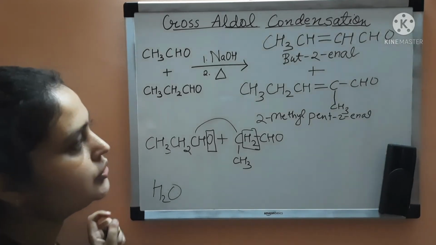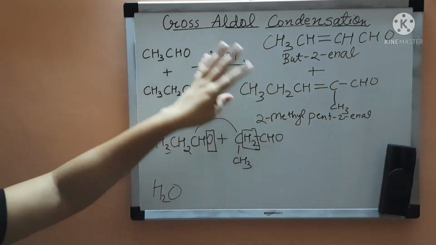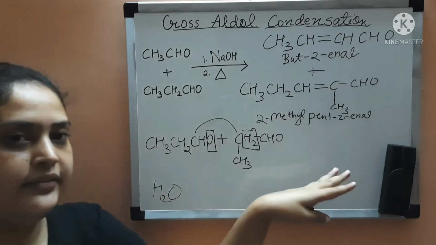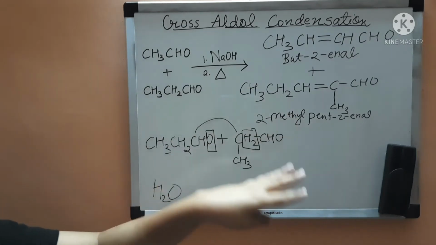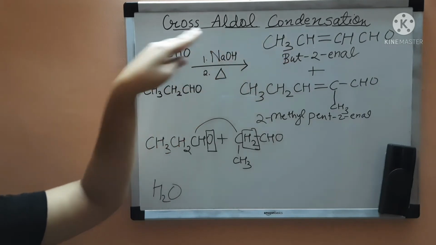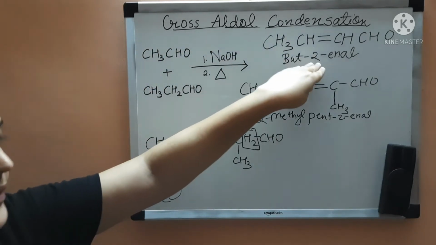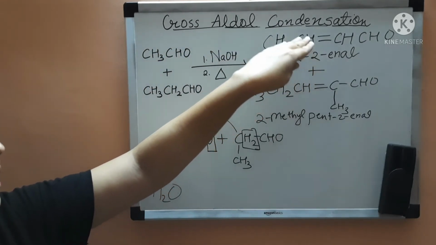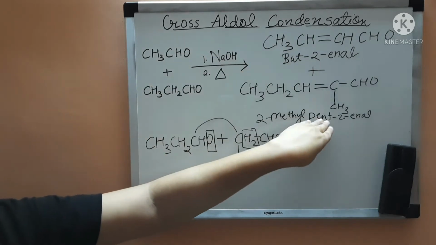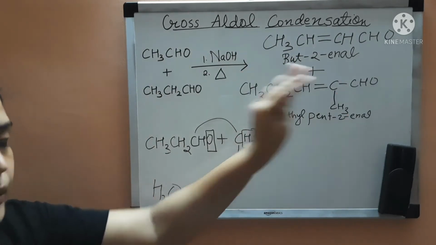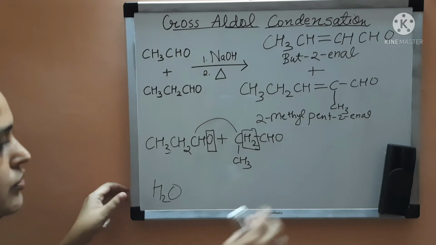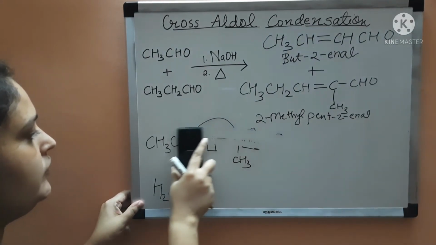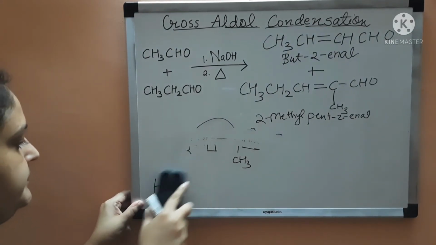These two products are called self-aldol products because they are made from two of the same aldehydes. That is, this product is formed from two molecules of ethanal, and this is formed from two molecules of propanal. Now, next two products, what will be the next two products?